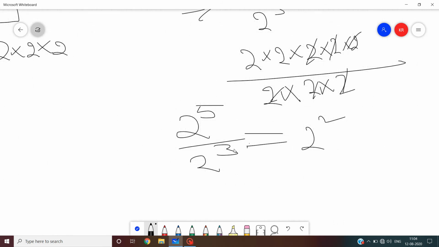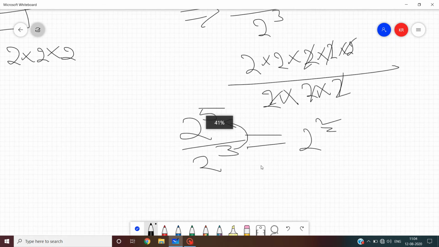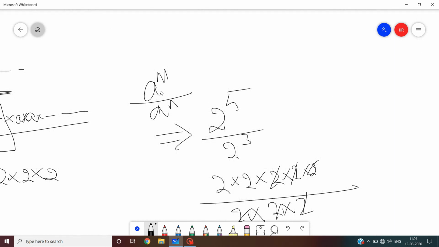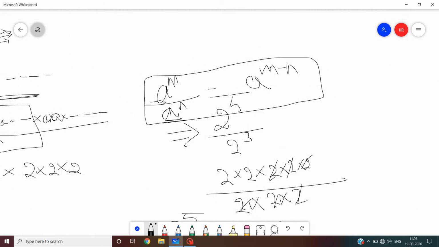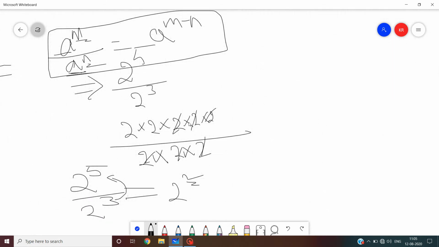So we notice that our power reduced to 2. If I subtract the denominator power from the numerator power, I get the result. Similarly, a power m divided by a power n gives rise to a power m minus n. We have to keep in mind that all these shortcuts are applicable only when the bases are the same. This is called the base, and this is the power, or index, or exponent. I think you have got some clarity here.